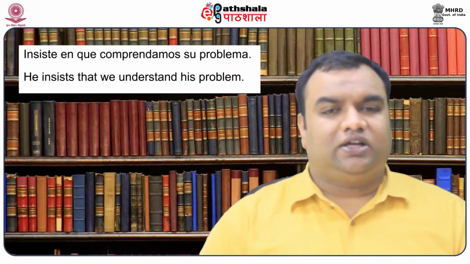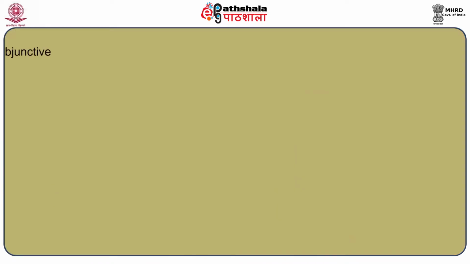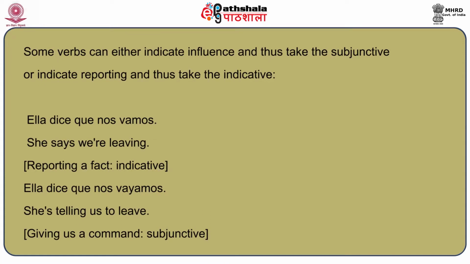He insists that we understand his problem. Some verbs can either indicate influence and thus take the subjunctive, or indicate reporting and thus take the indicative. Ella dice que nos vamos. She says we are leaving. It is reporting a fact. That is why indicative is used.